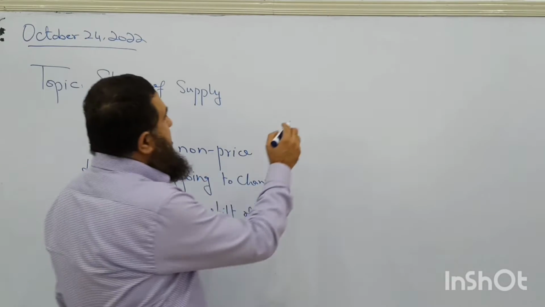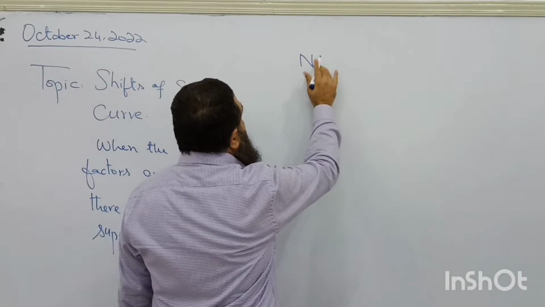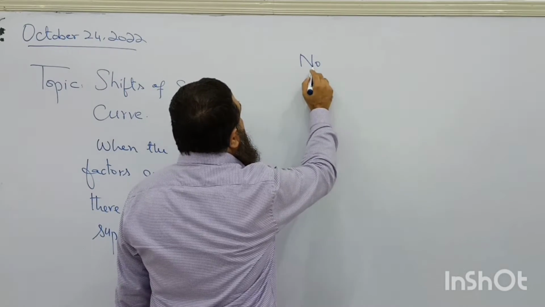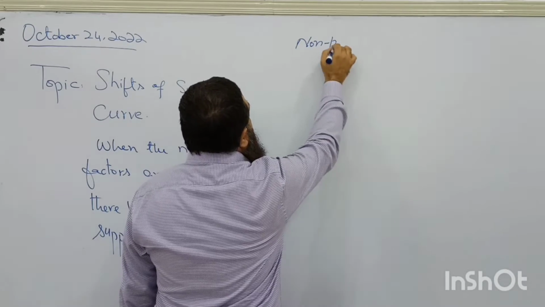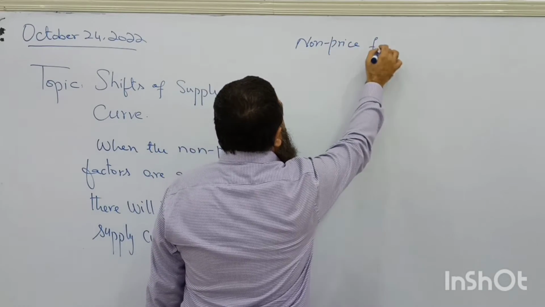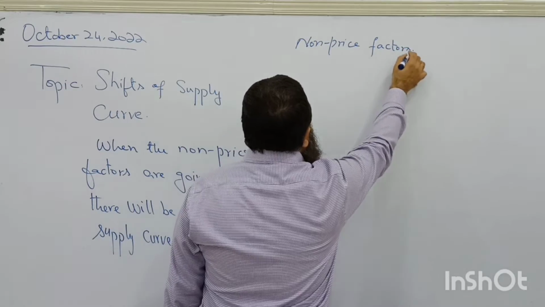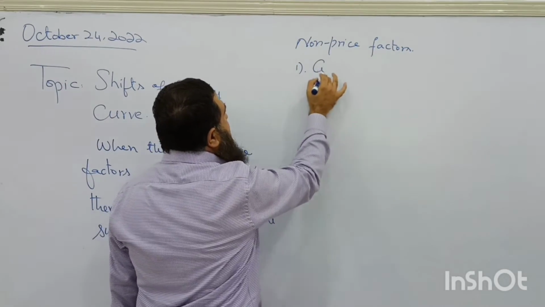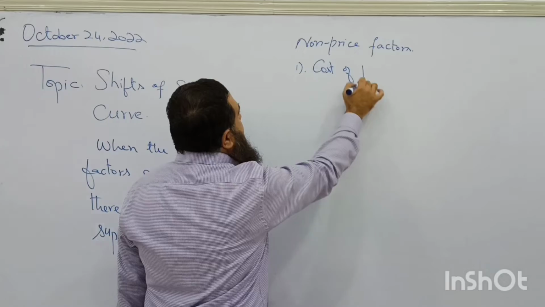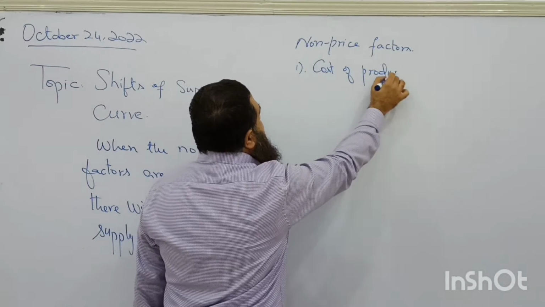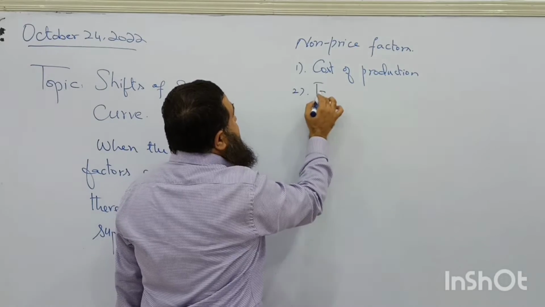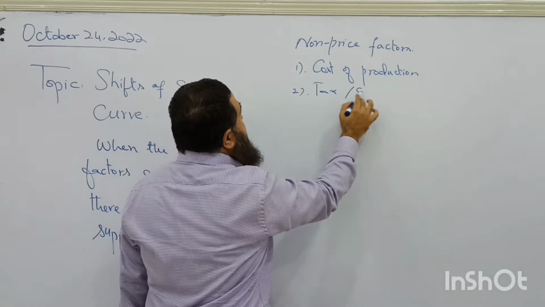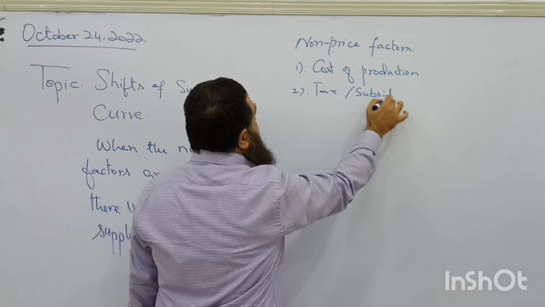These are the non-price factors. One is called cost of production. What else can be there? Indirect tax or subsidy provided by the government.